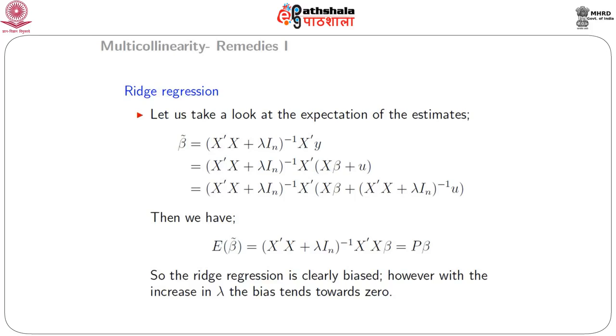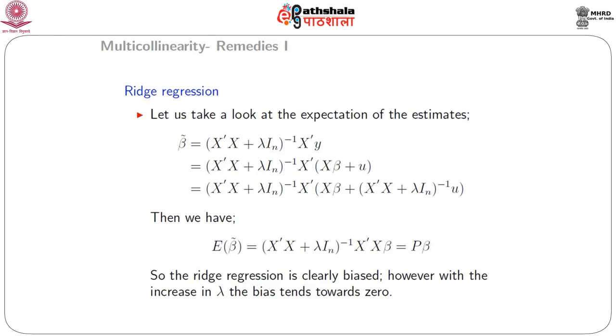Then, taking expectation on both sides, the expectation of beta tilde equals (X'X + λI)^-1 X'Xβ, because we know the error term u is normally distributed with expectation 0. So, this expression of the expectation of beta tilde can be written as Pβ, where P is (X'X + λI)^-1 X'X. So, the ridge regression is clearly biased.